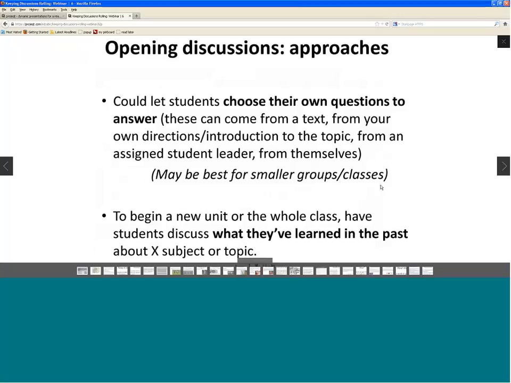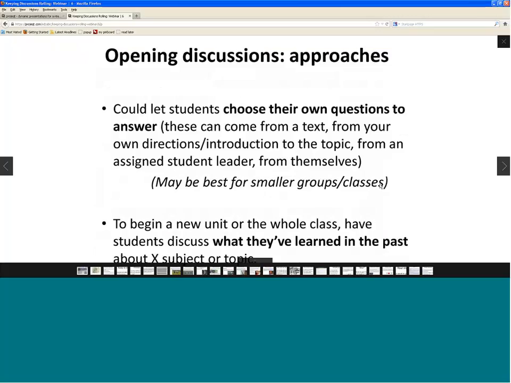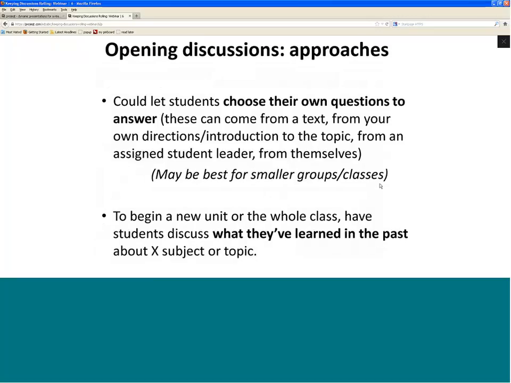So at the opening of a discussion, let's say the first day or so of a unit's discussion, one idea that can lead to some more active participation in that discussion would be to let students choose their own questions to answer in the discussion. In the division that I'm currently the chair for, there is a course that uses this approach.